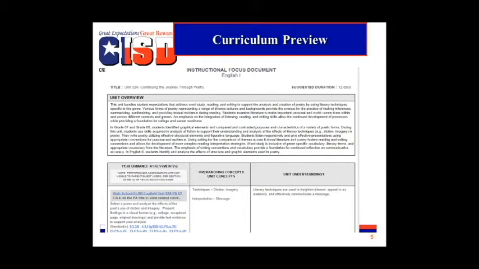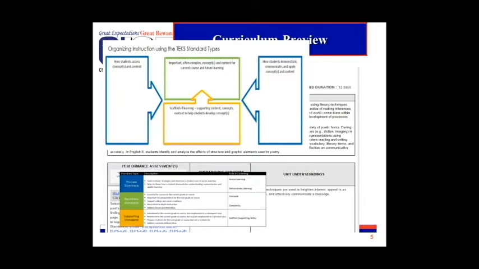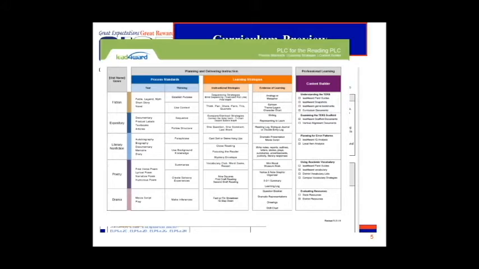Unit 2A is Analyzing Poetic Structure, and it's taught during the second 6 weeks. Materials you will need today are your Unit 2 IFD, Organizing Instruction using the TEAC Standard Types document, and the PLC for Reading PLC.